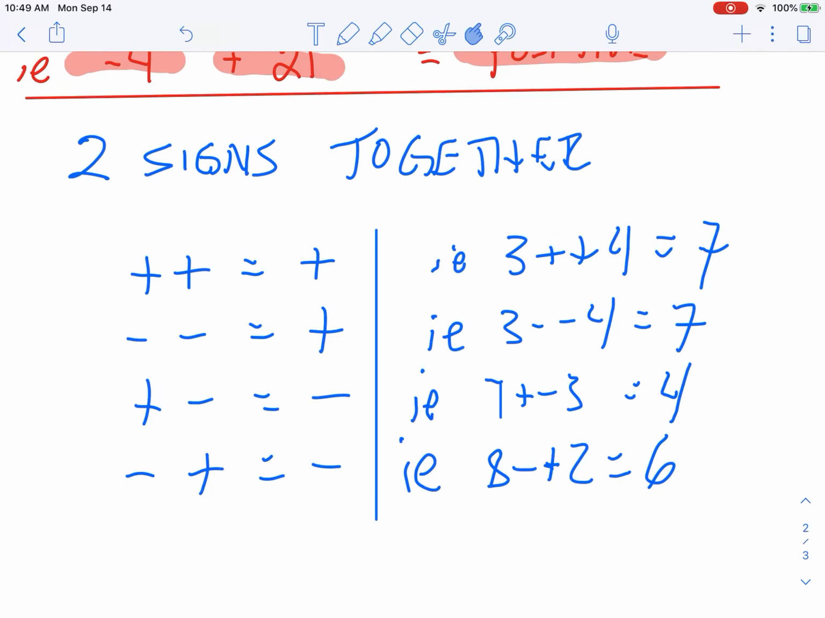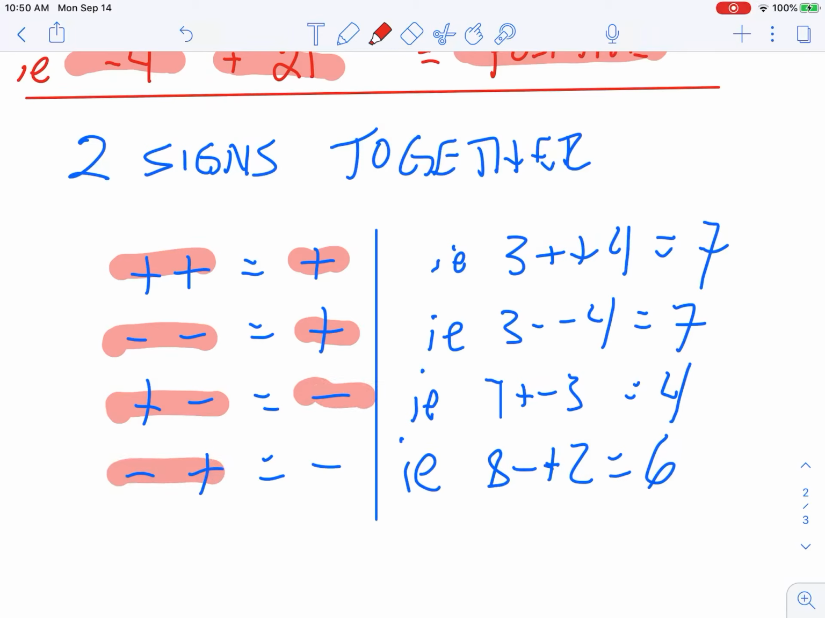Okay, sometimes you're going to see two signs together, so you might see two plus signs together. That means add. If you see two negative signs together, that also means add. If you see a plus and a subtract, that means subtract. And if you see subtract and add, that means subtract.